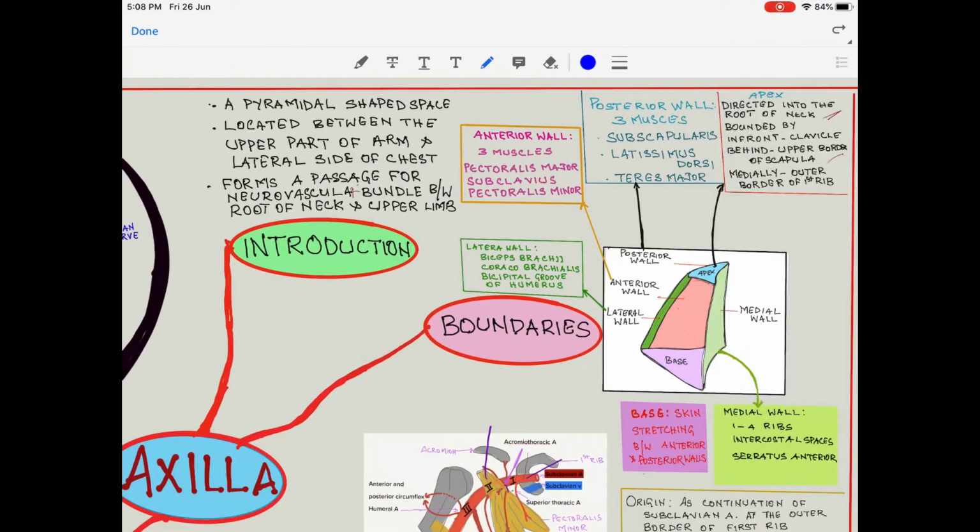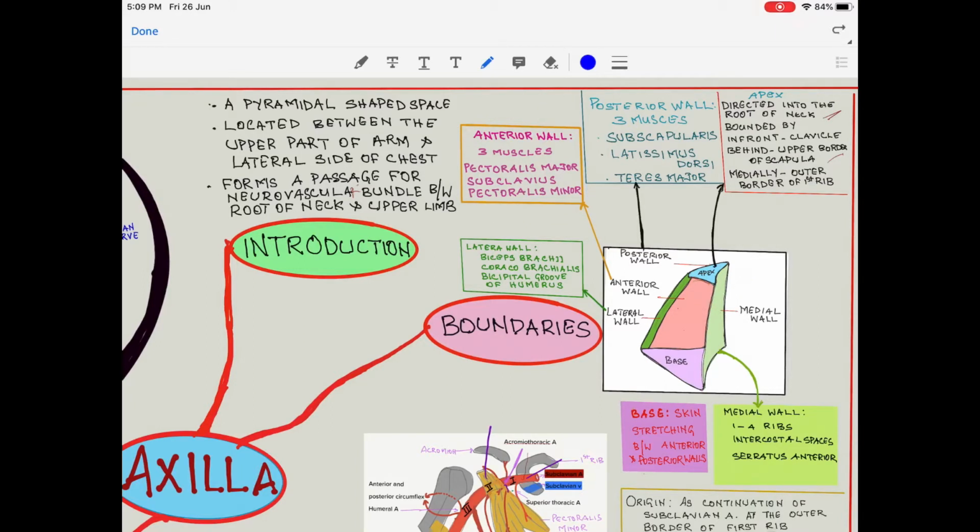Since it is a pyramidal shaped space, it has 6 walls: the anterior wall, posterior wall, medial, lateral walls, apex and base. Now the anterior wall, this is the anterior wall. It is formed by 3 muscles: the pectoralis minor muscle, major muscle and subclavius, all the 3 pectoral muscles. In this, the pectoralis major muscle forms the anterior axillary fold.